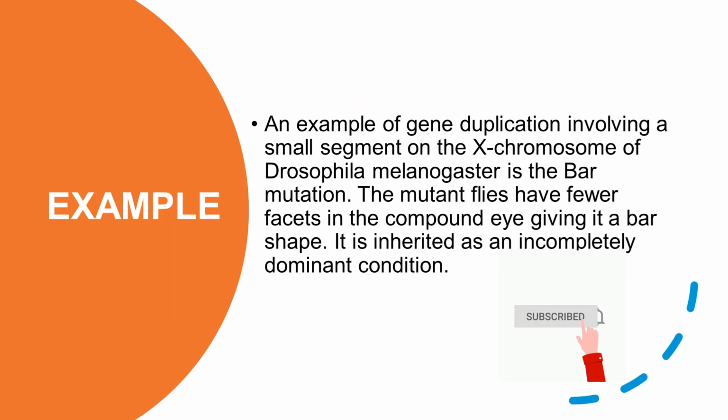Example: an example of gene duplication involving a small segment on the X chromosome of Drosophila melanogaster is the bar mutation. The mutant flies have fewer facets in the compound eye, giving it a bar shape. It is inherited as an incompletely dominant condition.